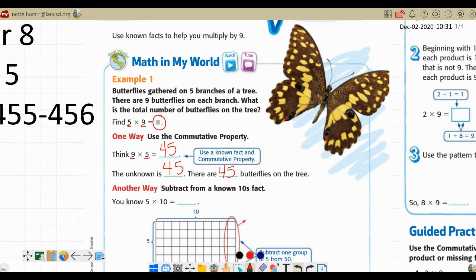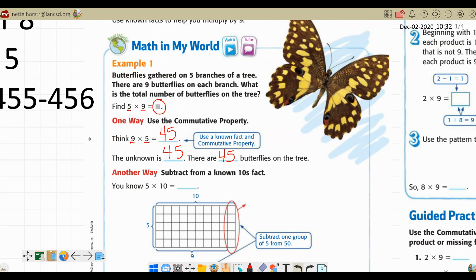I think I need to stop using red because there's a lot of red on these pages. So I'm going to switch colors here in a second. Okay, so let me scroll up.